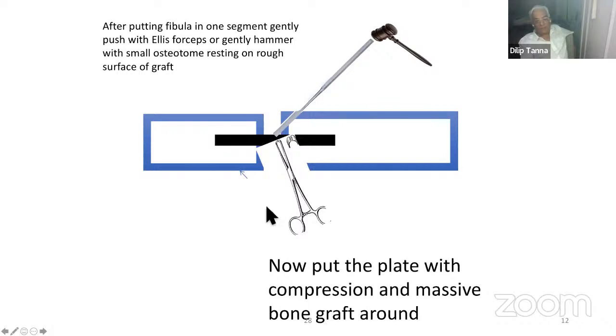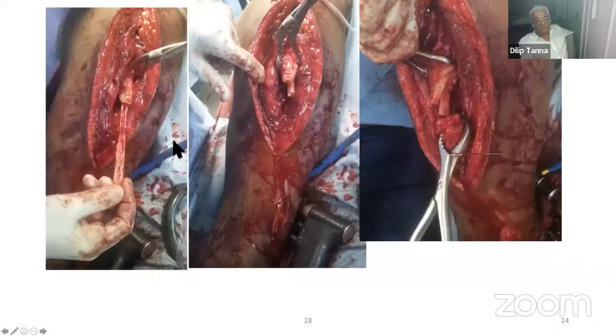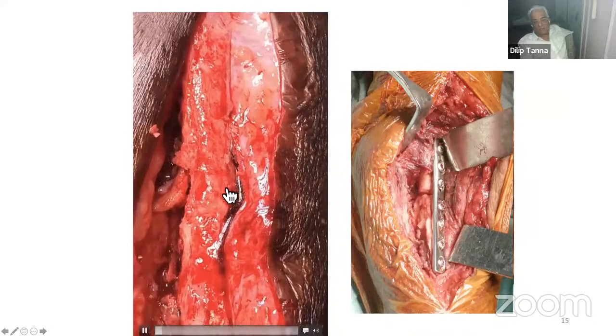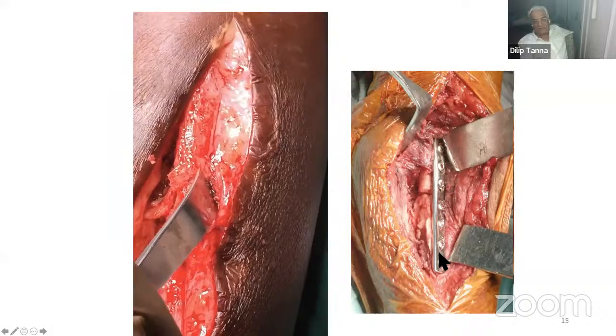Now you put the plate in a compressive mode with the bone grafting. Now here is the fibula, put all the way down, and then you can put it in the distal part. So you can see I'm putting it in first, so it goes all the way up there. And now it goes into the lower fragment here, as you can see. Both the fragments have been prepared. And here is the shingling which we had already spoken about, and then I have done the plating there.